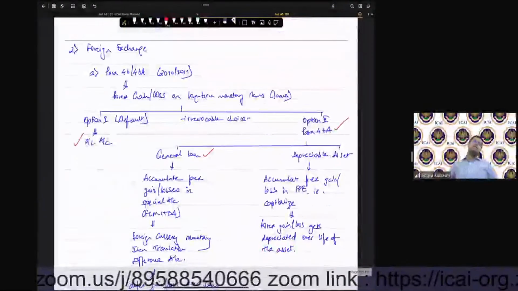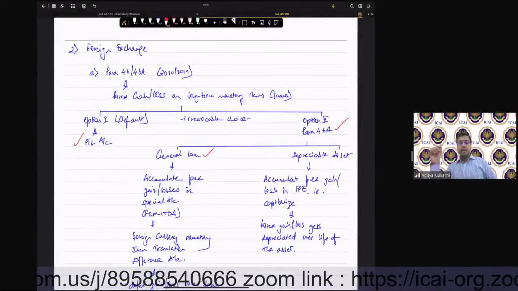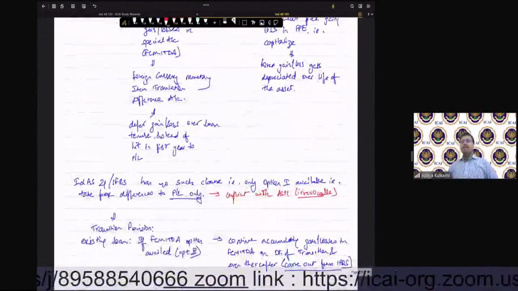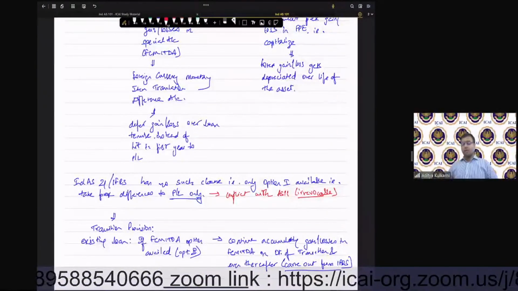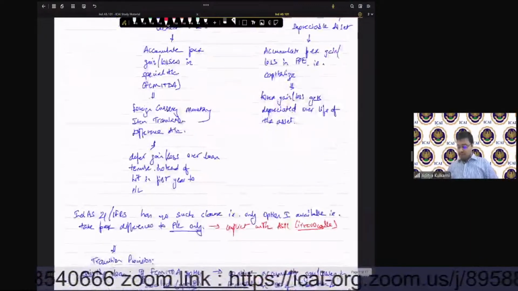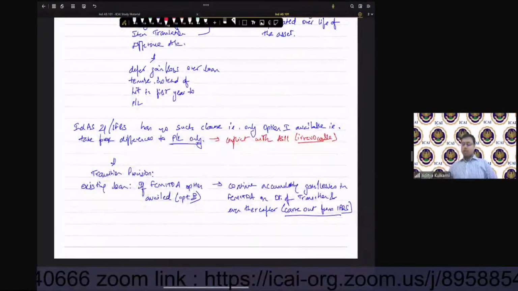So this was the status prior to Ind AS. Now Ind AS has come. Do you think Ind AS has an FCMITDA option? Answer is no.